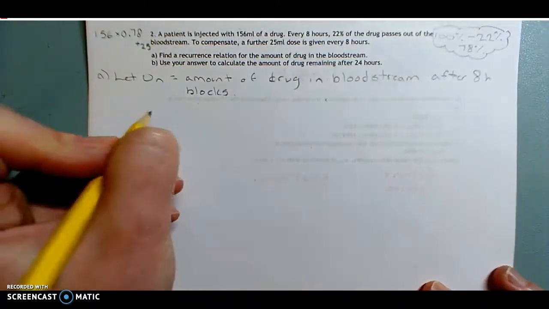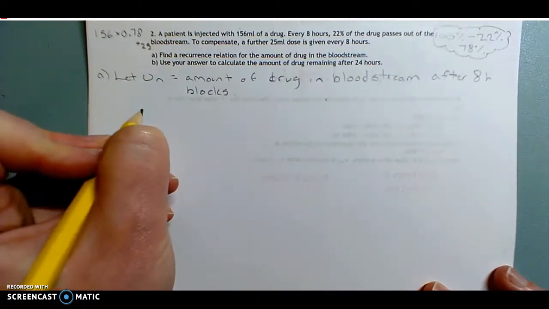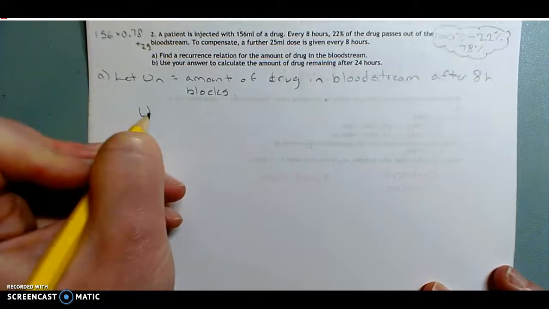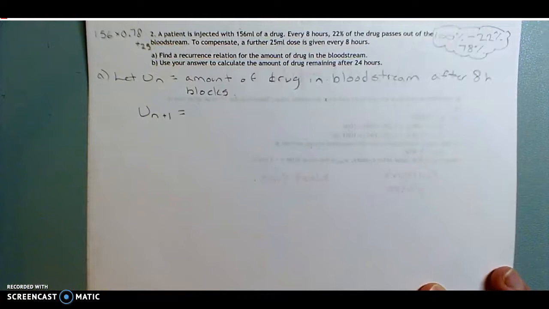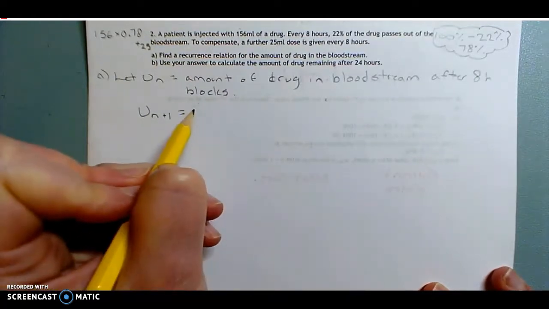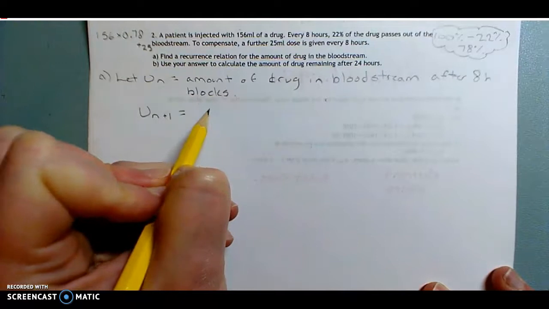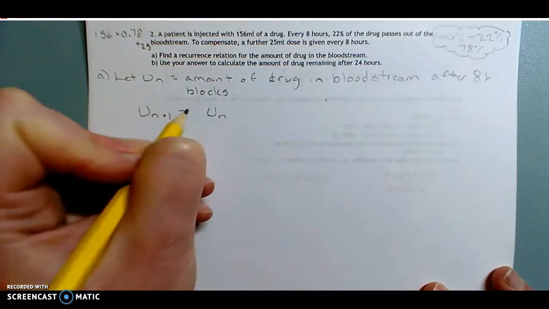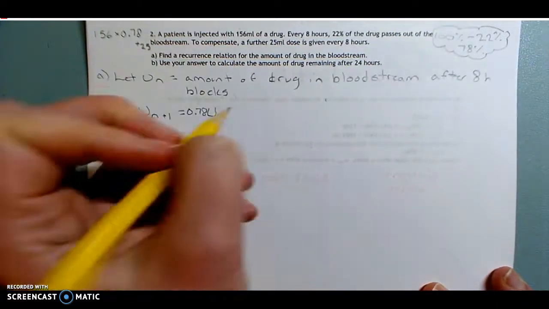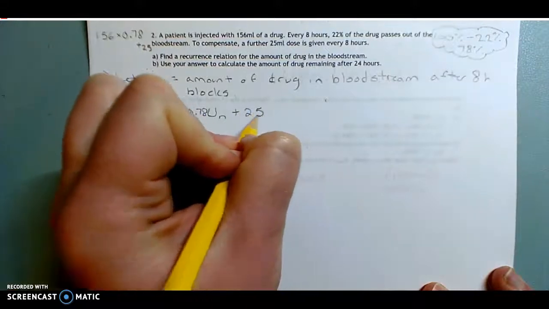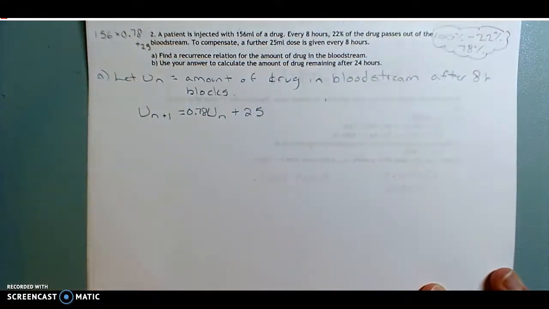So let's think about this now in recurrence relation terms. To get my next value, so U of n plus 1, I know I'm going to multiply my current value, U of n, by 0.78, because I'm decreasing by 22% and I'll end up with 78% of the value. But then 25 more milliliters are added. So that is my recurrence relation.